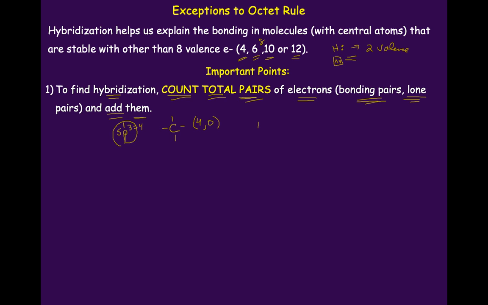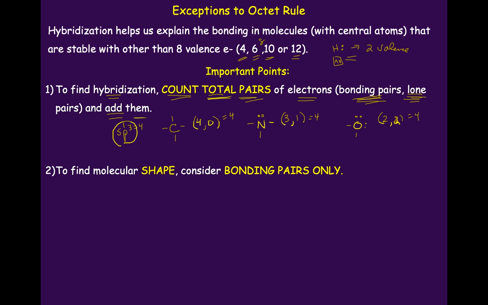Another one, if I have nitrogen that has 3 bonding pairs and 1 lone pair, that's also going to equal 4. That's going to be sp3 also. If I have oxygen that has 2 bonding pairs and 2 lone pairs, that also equals 4. That would also be sp3. Again, we're mixing the s and p levels for these 3 atoms. So that's how you do that. It's the total pairs: bonding pairs plus lone pairs.